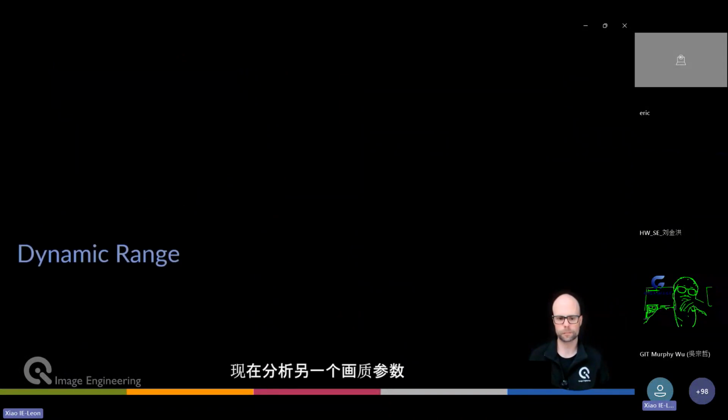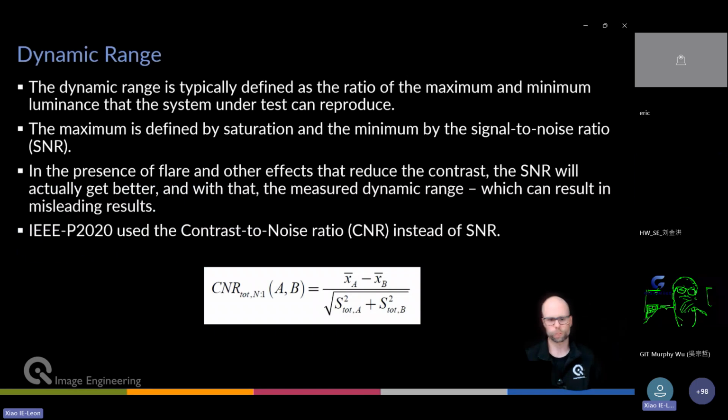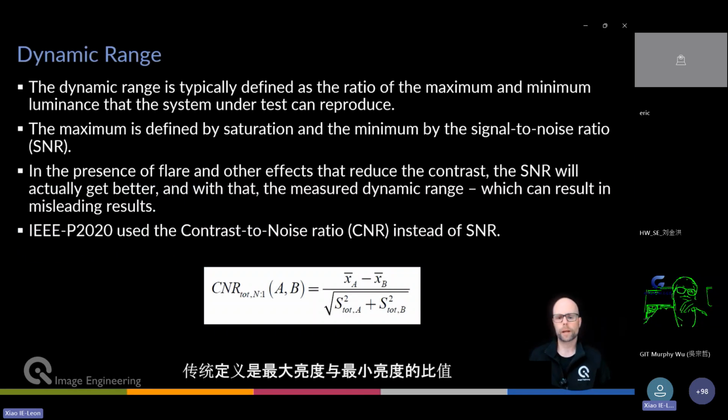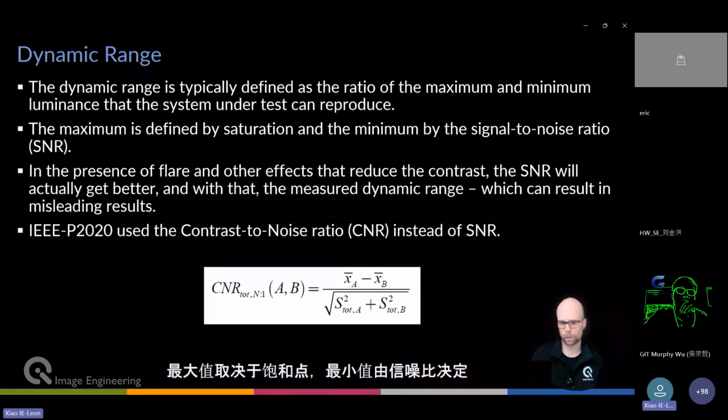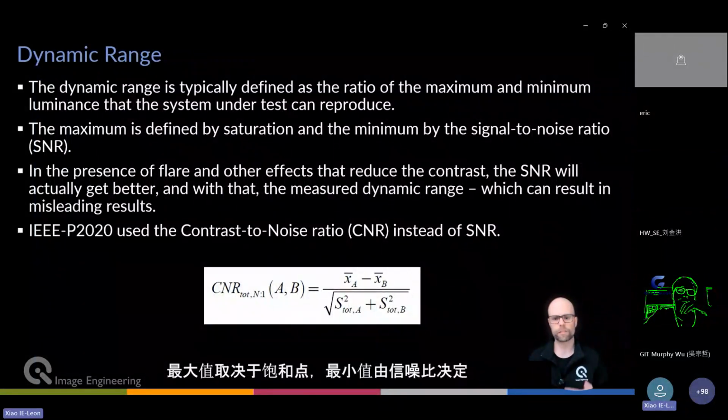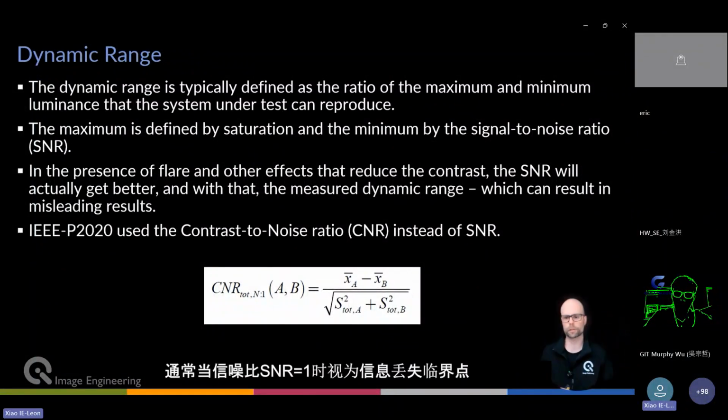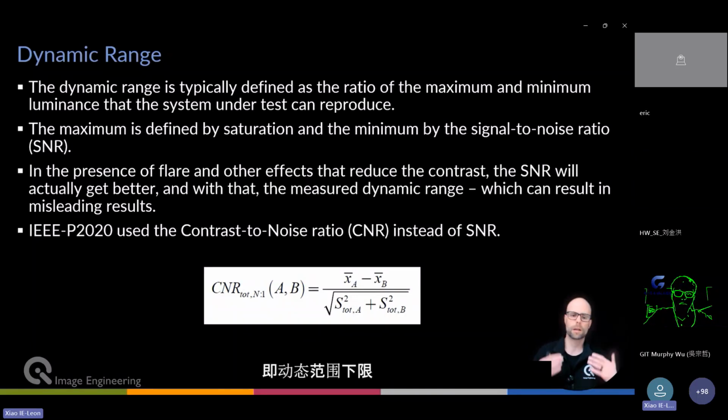So now have a look at another image quality factor. One is the dynamic range. Typically, dynamic range is defined as a ratio of the maximum luminance and the minimum luminance that a system under test can reproduce. The maximum is defined by saturation, and the minimum is defined by the signal-to-noise ratio. Typically, you say when the signal-to-noise ratio equals 1, you have a loss of information, and that's the lower limit, the minimum luminance.